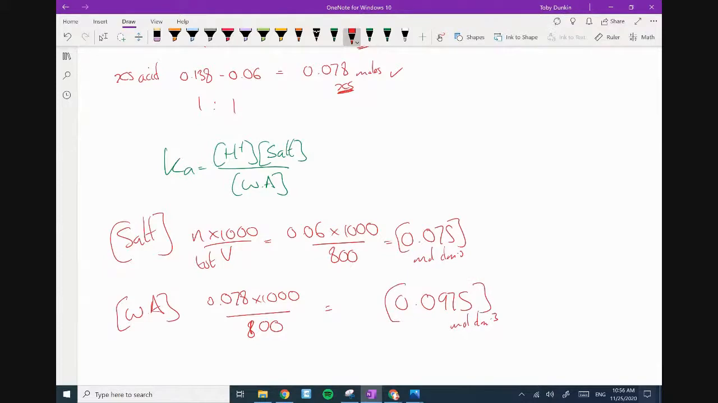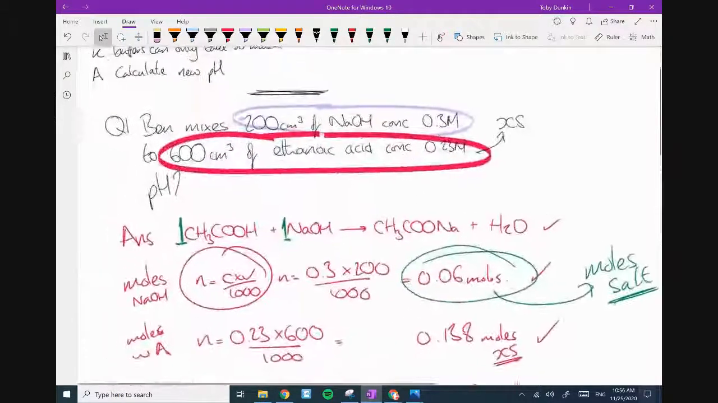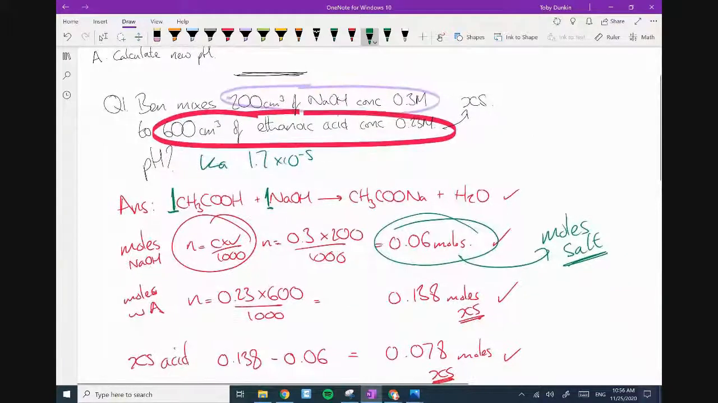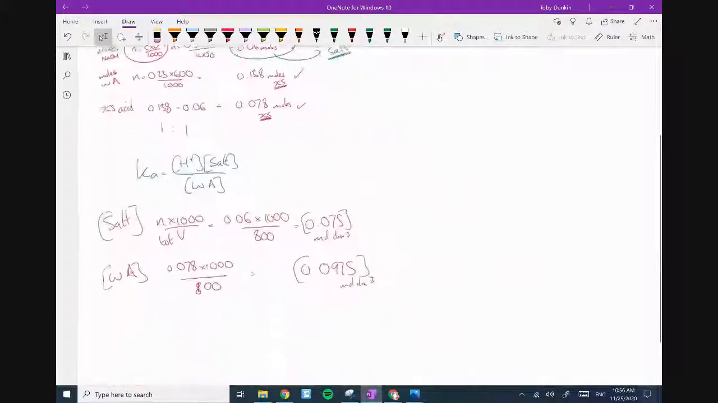Now I insert these. I've suddenly realized I didn't give you a Ka value. I apologize. Ka is 1.7 times 10 to the minus 5. Apologies. What's the Ka? There's Dana. I can see exactly where she's up to.